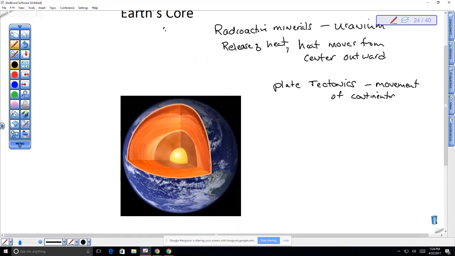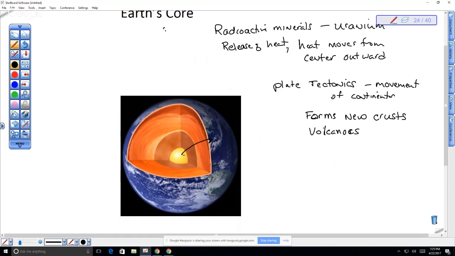So this energy can come up to the surface and cause volcanic eruptions, and it can also cause earthquakes. Okay, so this forms new crust. So think Hawaii, right? It is a volcanically formed island. So it causes volcanoes. I don't know if there's an E. I think there is an E on that one.